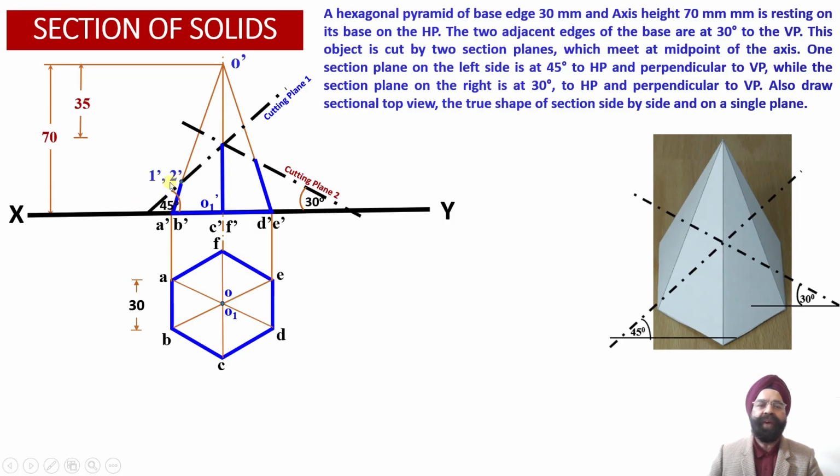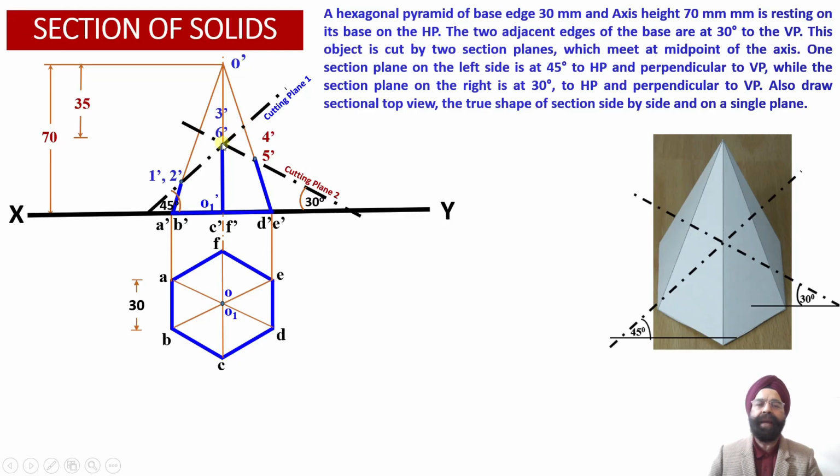So the 2 points 1' and 2' have been obtained into the front view projections over here. Now the second 2 points which are available with us corresponding to this cutting plane are 3' and 6'. So 3' is the point of intersection of the cutting plane 1 with the slant edge O-C', while the slant edge O-F' has been cut by this cutting plane 1 at the point 6' over here. So this way another 2 points we have been able to obtain corresponding to cutting plane 1 intersecting with the hexagonal pyramid.